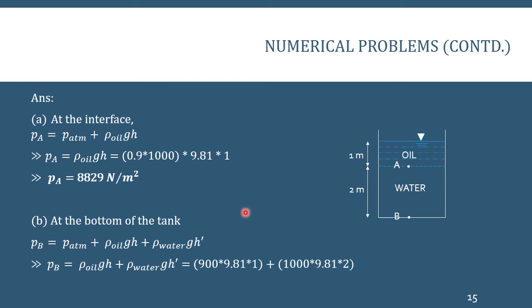So P atmosphere can be taken to be equal to 0. So PB is equal to rho oil into g h plus rho water into g h dash. Substituting, I will get 28,449 Newton per meter squared to be the pressure at B.